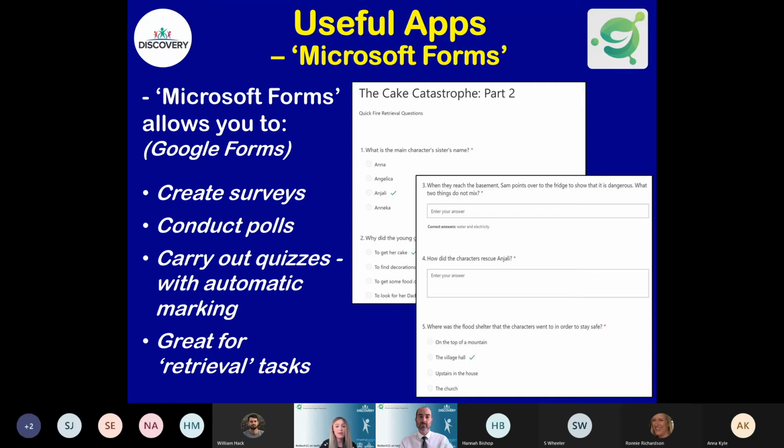The only thing to be careful of is if they have to write something in. So I asked a question, what 2 things do not mix? And it was water and electricity. But if they typed electricity and water, it said it was wrong. So that's just something to be aware of.